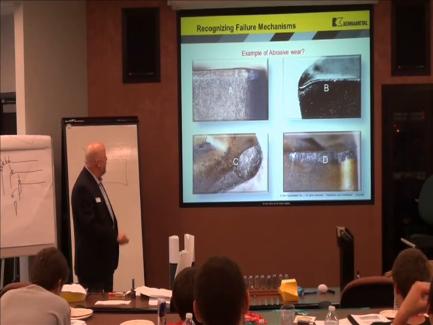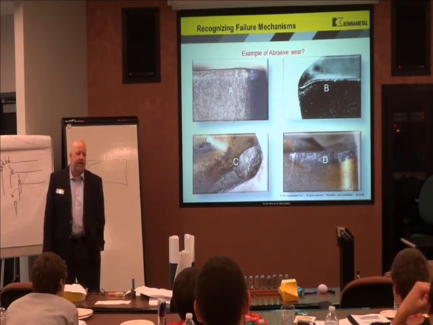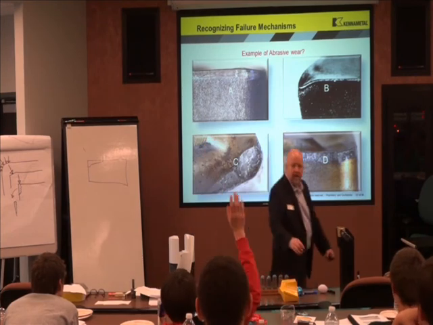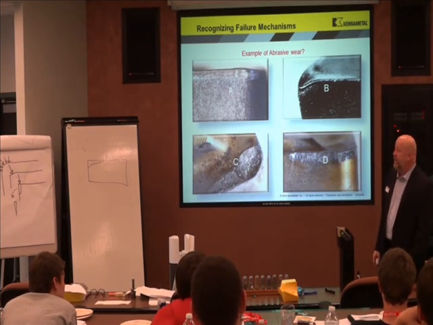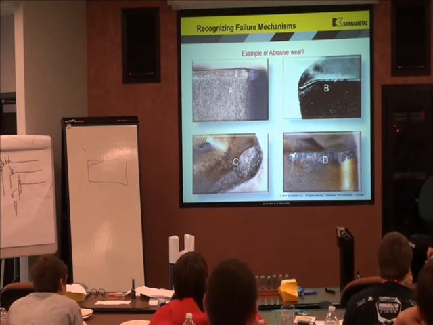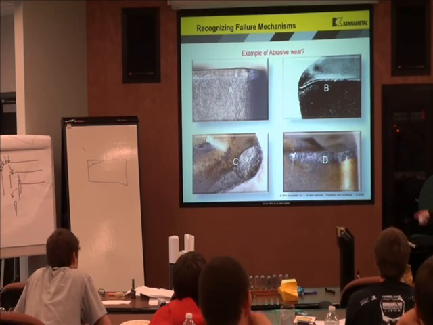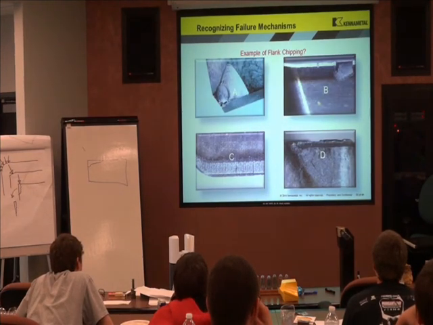Which one of these is flank wear? Give you a hint, there's two of them. All right, if you give me the right answer, everybody's going to say A and D. Anybody think there's another one? All right, you're right. What is B? Thermal deformation. What's C? Cratering. There you go. Okay, which ones are flank chipping?